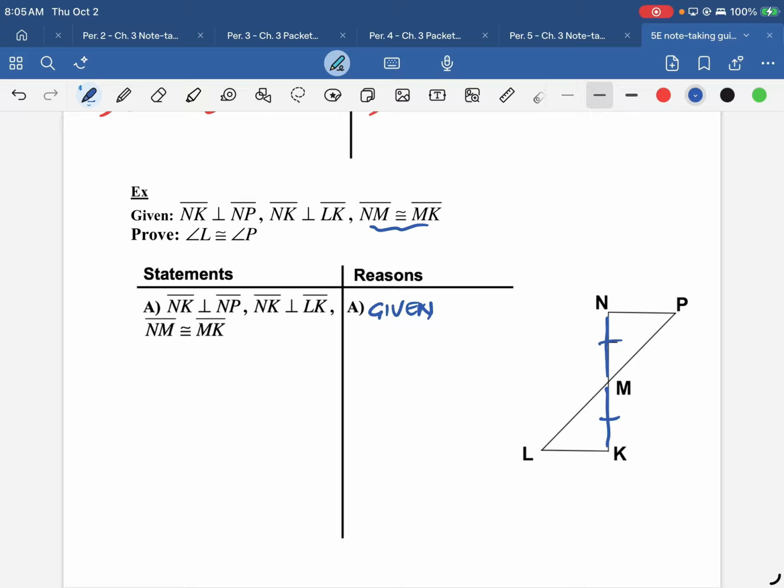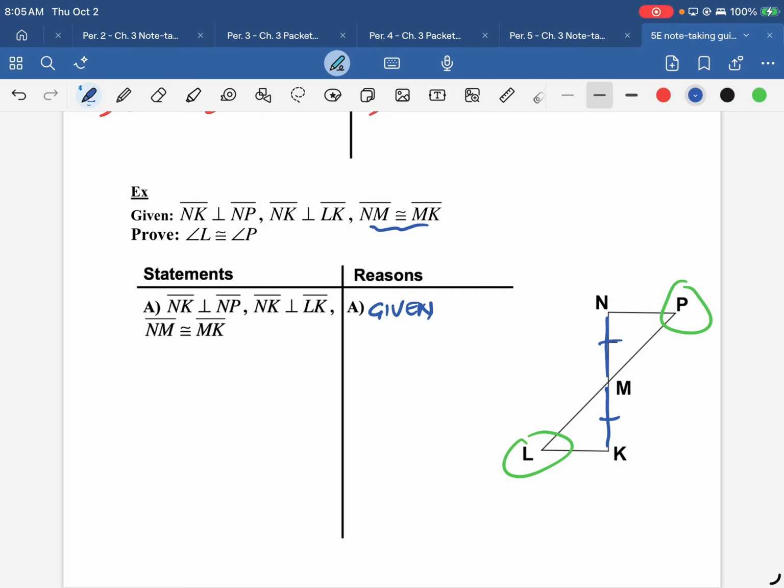Okay, but let me think what I'm trying to prove first. I'm trying to prove that these two angles are congruent. They're not marked congruent, so what I want to do is get the triangles congruent, then they would be corresponding parts of those congruent triangles. So I'll be able to finish this proof with CPCTC once I get the triangles congruent.